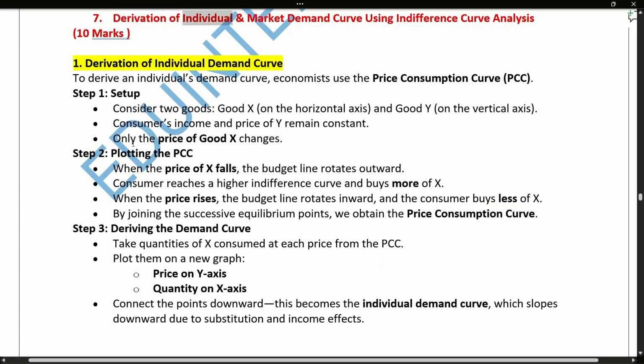Derivation of individual and market demand curve using indifference curve analysis. 10 marks. 1. Derivation of individual demand curve. To derive an individual's demand curve, economists use the price consumption curve, PCC. Step 1. Setup. Consider two goods, good X, on the horizontal axis, and good Y, on the vertical axis. Consumer's income and price of Y remain constant. Only the price of good X changes.